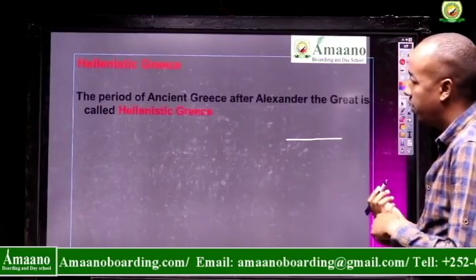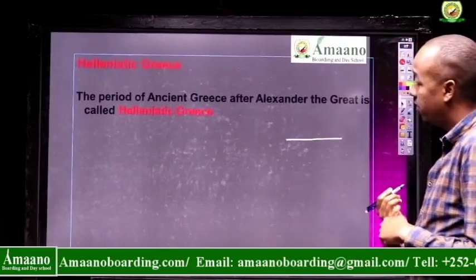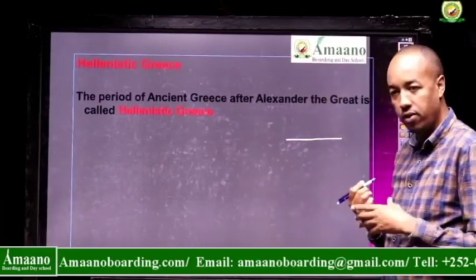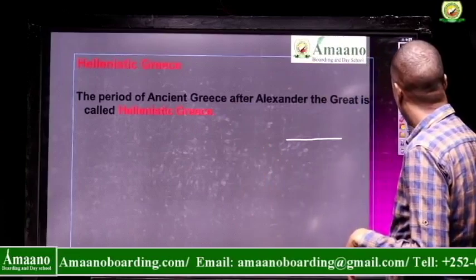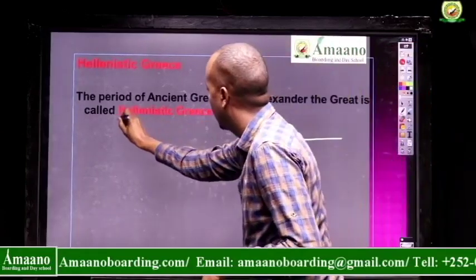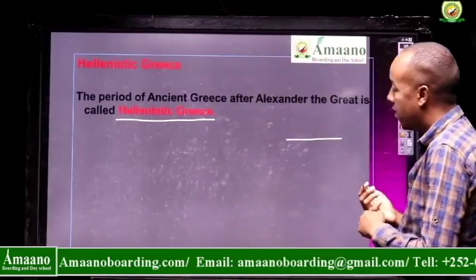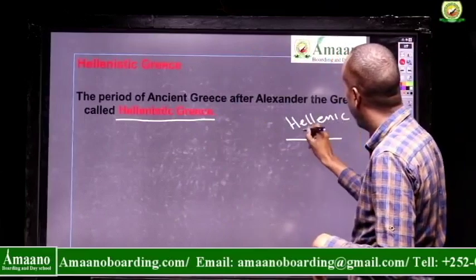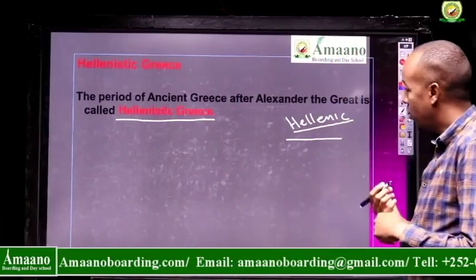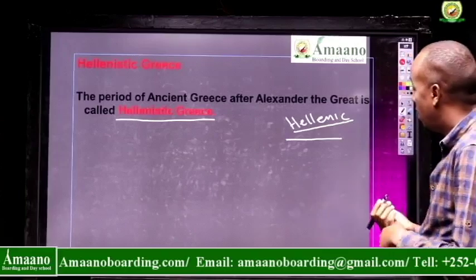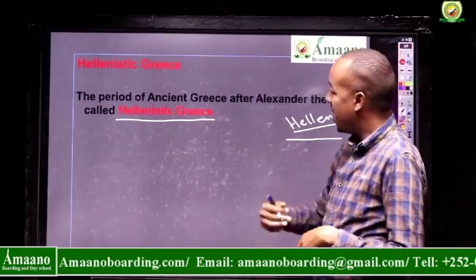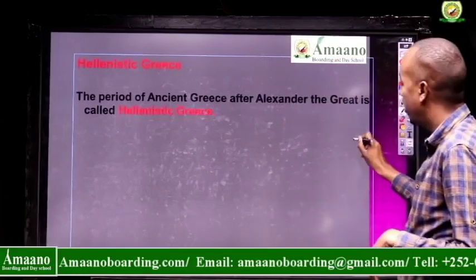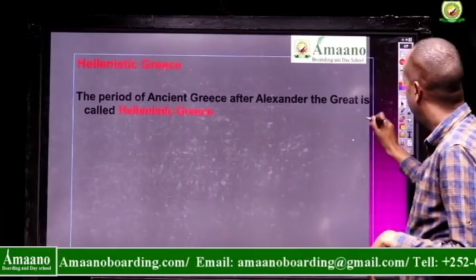Now let us talk about the term Hellenistic Greece. What is Hellenistic Greece? The period of Greece after Alexander the Great is called Hellenistic Greece. Before it, there was another period called Hellenic, which is the opposite of this one. The Hellenic period is the period during the rule of Alexander and before him, but the time after Alexander the Great is called Hellenistic Greece.